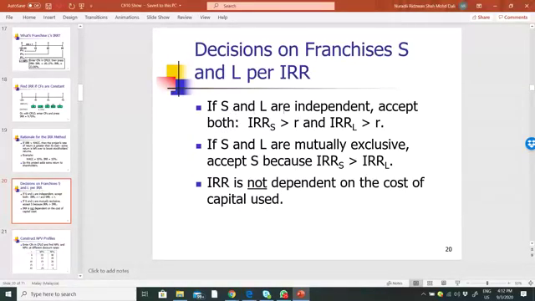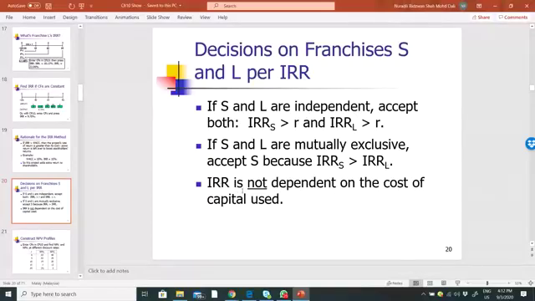If S and L are independent, accept both: IRR S is greater than R and IRR L is also greater than R, so you accept both. If S and L are mutually exclusive, accept S because IRR S is greater than IRR L.